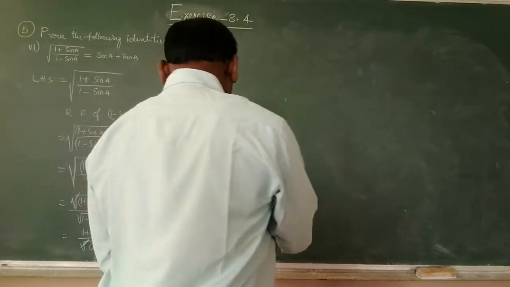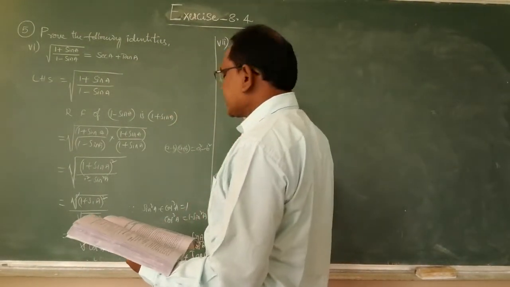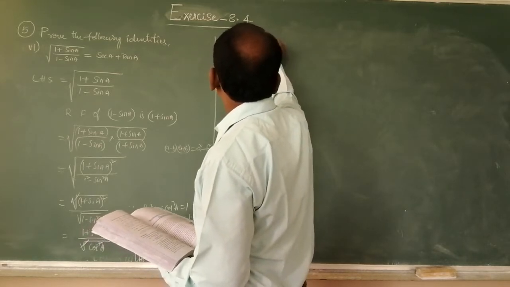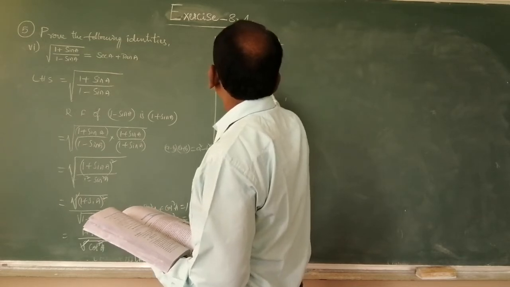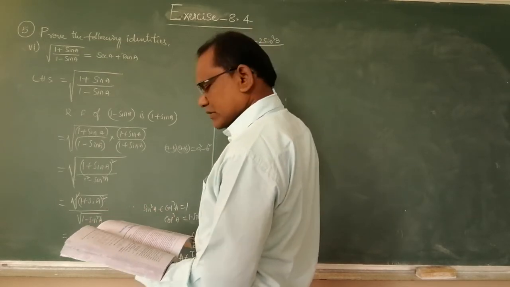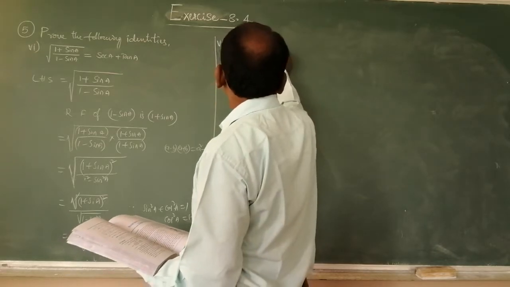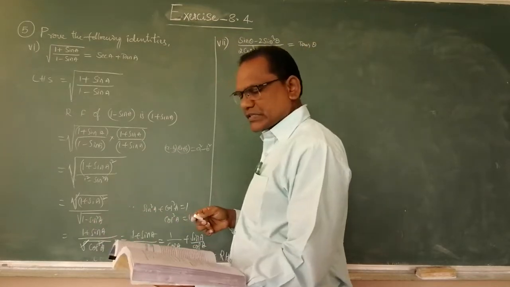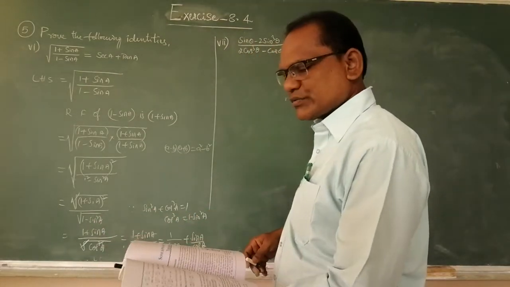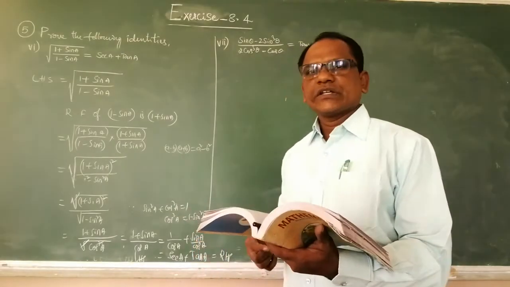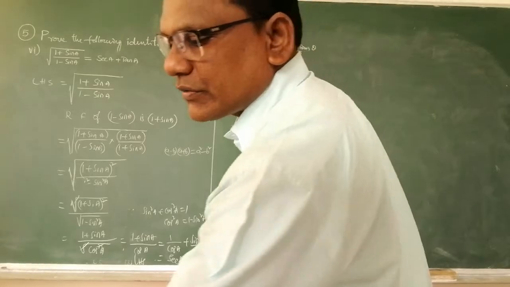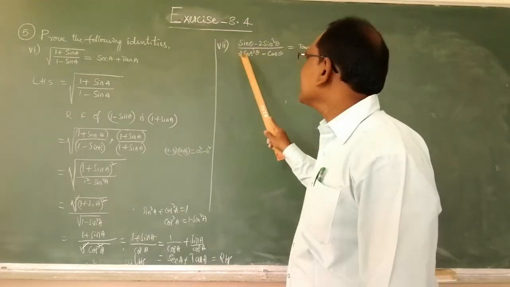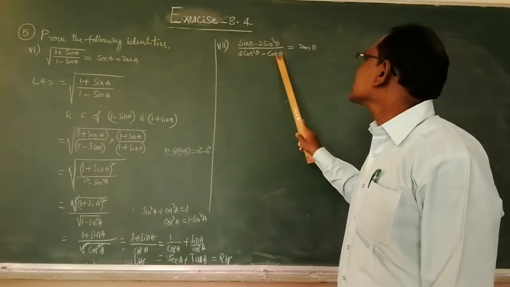The fifth main, seventh one: (sin theta minus 2 sin cube theta) by (2 cos cube theta minus cos theta) equals tan theta. We have to prove this one. So children, once again, this is sin theta minus 2 sin cube theta by 2 cos cube theta minus cos theta equals tan theta.